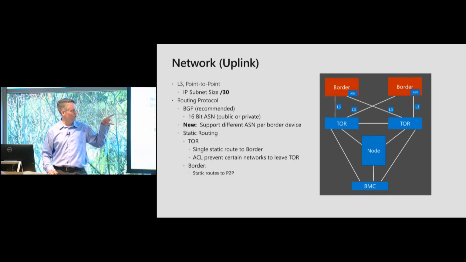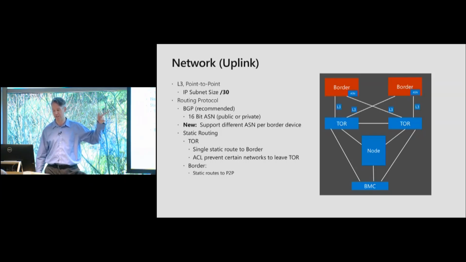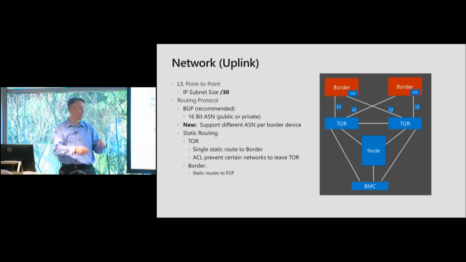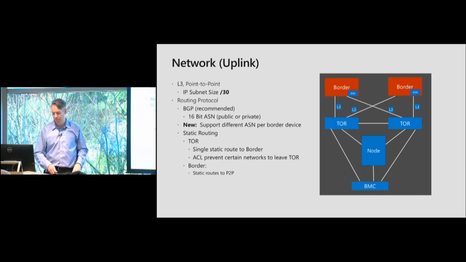Here's a little exploded diagram of how you will be connecting the top of rack switches up to the border devices, the BGP routers in the environment. You can see they're cross-connected, so you can afford to lose either of those border devices. You can afford to lose either of those top of rack switches, and there will still be a path for all the nodes, all the VMs to talk out to the network.